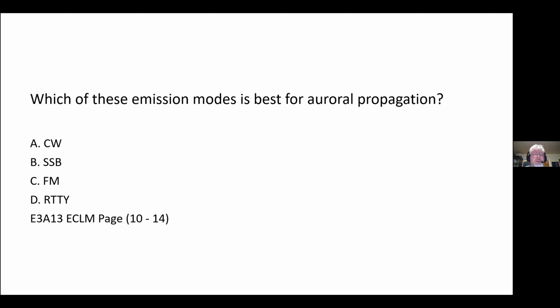Which of these emission modes is the best for auroral propagation? A, CW. B, SSB. C, FM. Or D, Hellschreiber. Alpha. CW is correct.